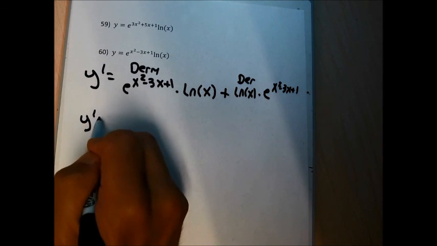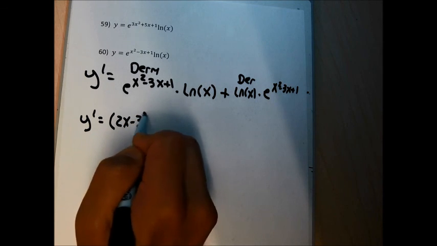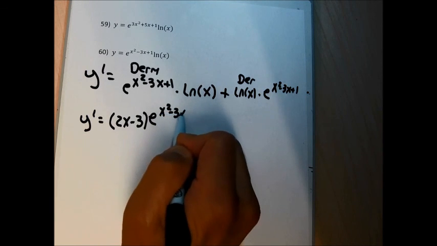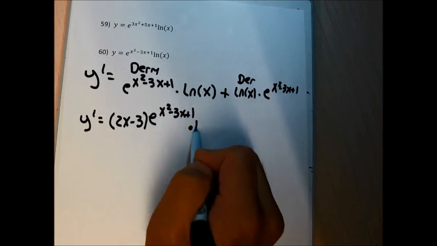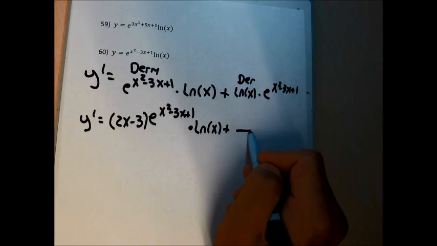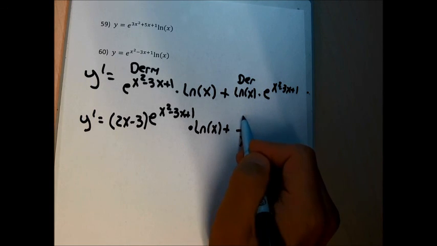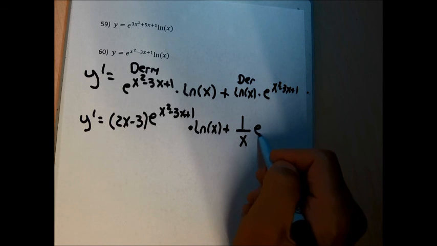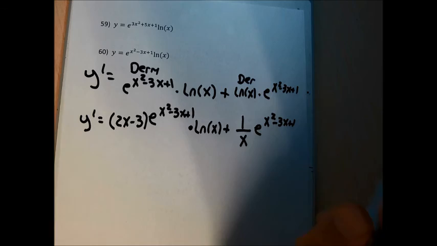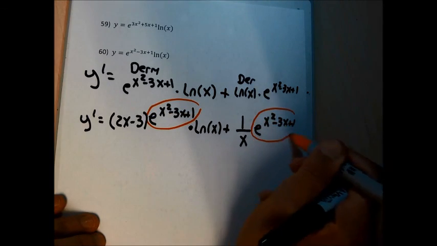To do the derivative of an e, you take the derivative of the exponent. The derivative of that exponent is 2x minus 3. You multiply it by the original function. And then I leave the natural log of x. I don't do anything with that. Next piece, the derivative of a natural log of x. You get the x in the denominator, the derivative of x in the numerator, and I'm leaving that e part alone. Common factor of the e that I'm going to factor out.